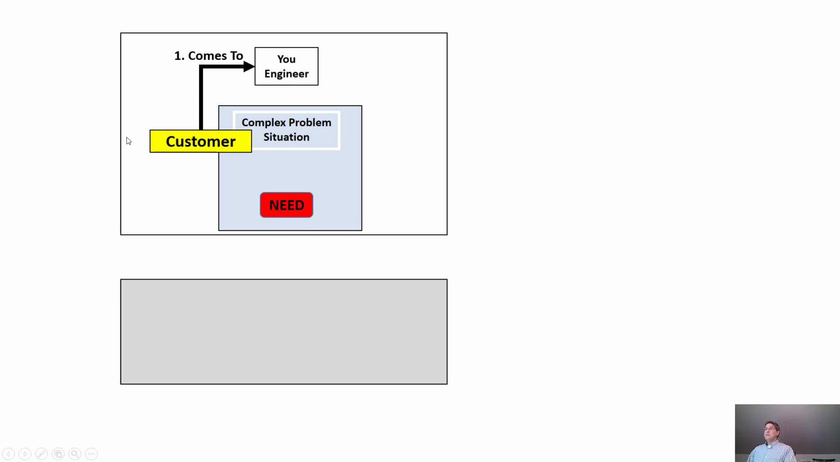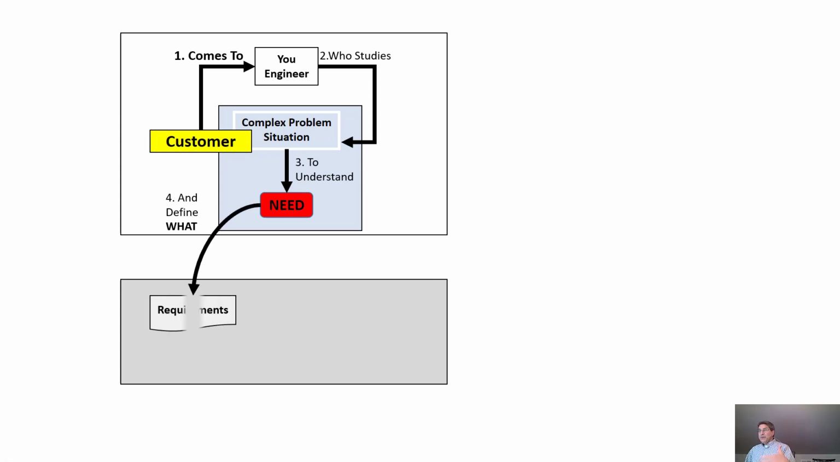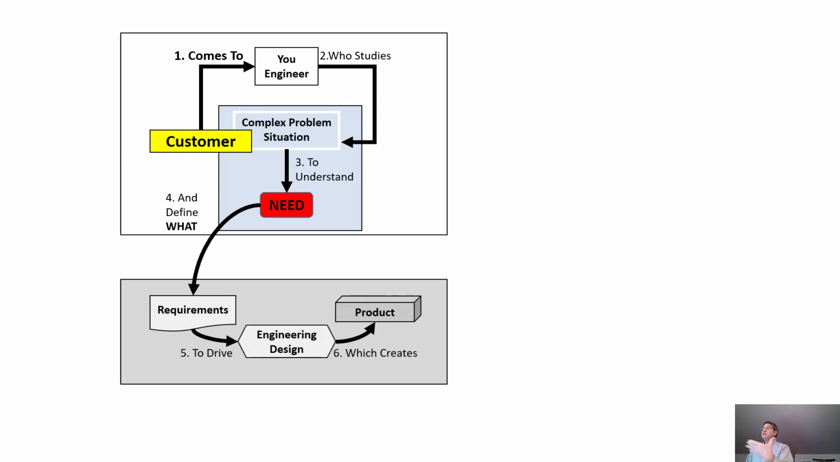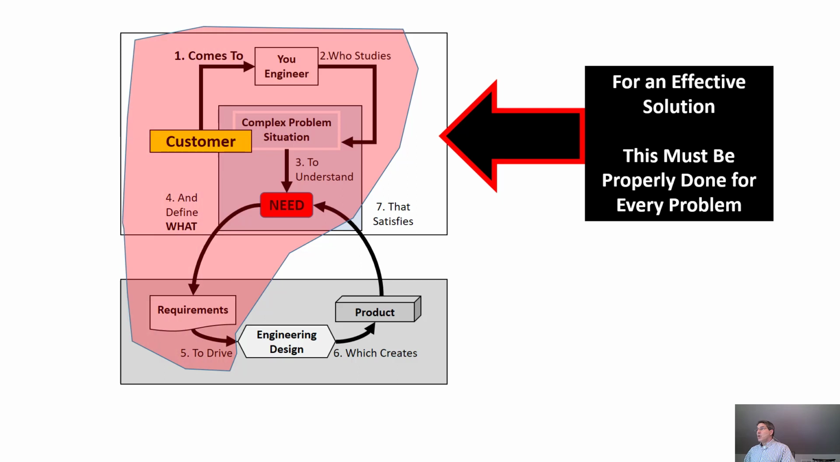And here's really what they want to have happen. That customer wants to be able to come to you, the engineer, and have you study their complex problem situation to really understand their need and define the real what. From that, you'll be able to create requirements. Those requirements will drive engineering design, which will create the product that satisfies their need. That's really what the customer wants.